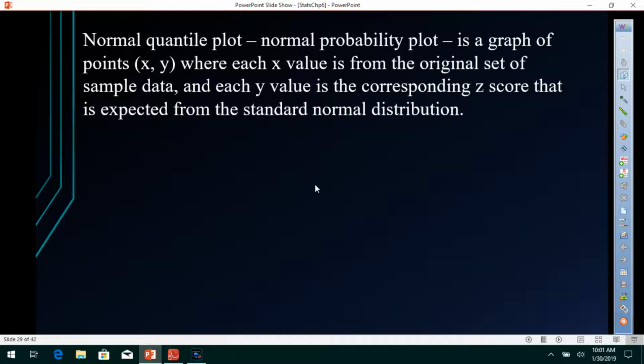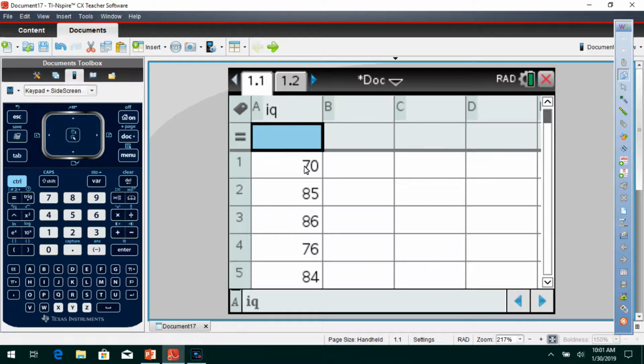A normal quantile plot, or normal probability plot, is a graph of points (x, y), where each x value is from the original set of sample data and each y value is a corresponding z-score that is expected from the standard normal distribution. All right, let me give you an example, and you've seen it a little bit before, but let me give you another example. I put some IQ data in here from one of the data sets.